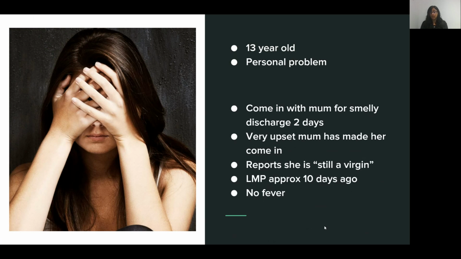If she left it a little bit longer, patients can come in essentially septic from pelvic inflammatory disease. And at that point, she needs to be admitted to have antibiotics. But you don't necessarily need to give prophylactic antibiotics for a retained tampon.